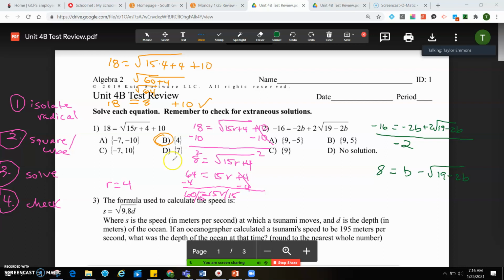And so now we're just going to follow our steps. Okay, so we're going to isolate the radical by moving this b to the other side. So we're going to subtract this b and move it to the other side. So minus b. So we've got negative b plus 8 equals the square root of 19 minus 2b.